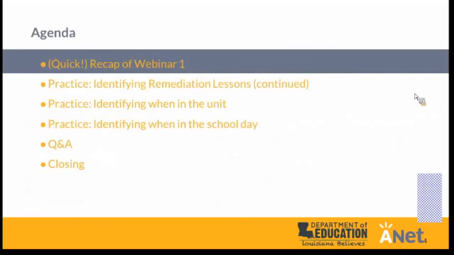Here's our agenda for today. We'll start with a very quick recap of Webinar 1, and then we'll be doing lots of practice. We will look at the linked remediation lesson. We'll talk about when to do the remediation within our unit and when during the school day. And then we'll close with some Q&A.